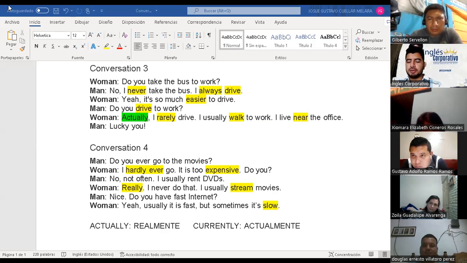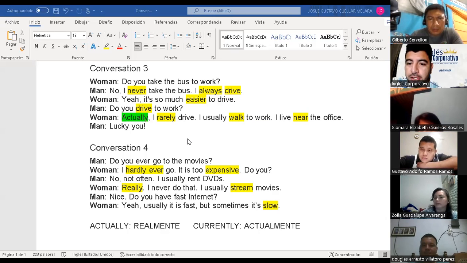¿Quién fue tu compañero, Xiomara? Ay, ¿cómo se llamaba? Douglas. Douglas, okay.